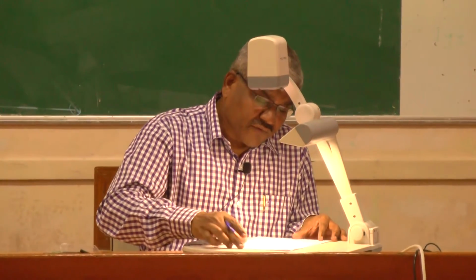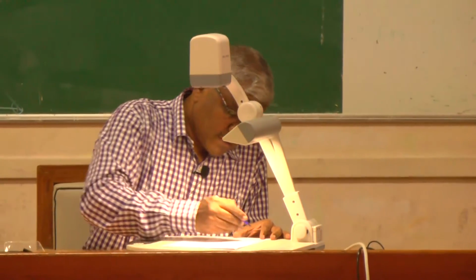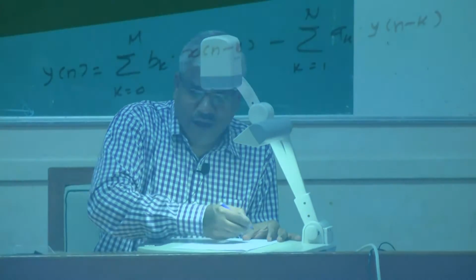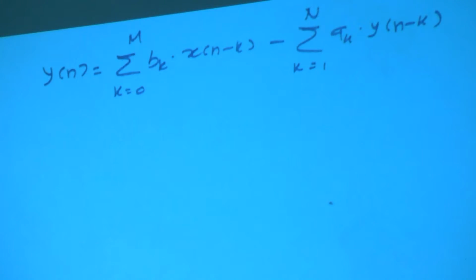So once again we start with, remember friends, the basic equation is the same. I have to rewrite it so many times. Summation of b_k times x of n minus k, minus summation of a_k times y of n minus k, k going from 0 to M, k going from 1 to N. What is this equation? How do I realize this equation?